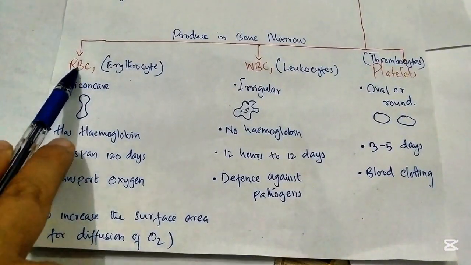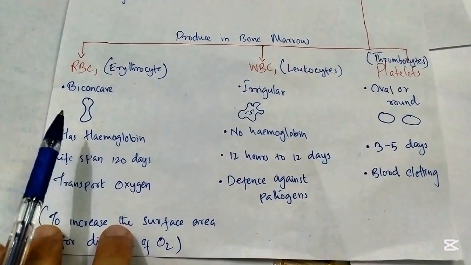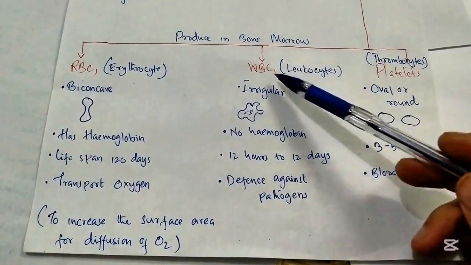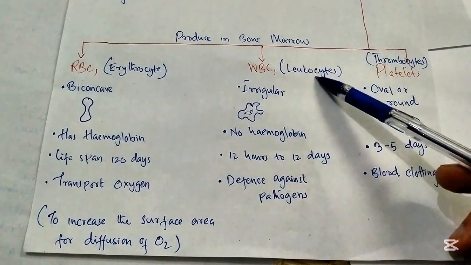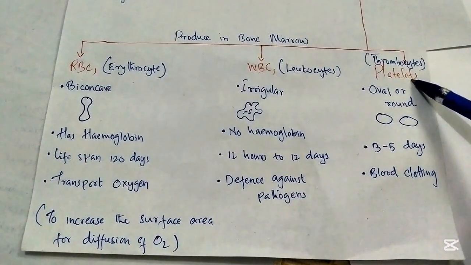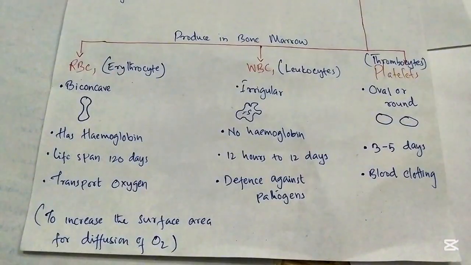They are red blood cells. Firstly, red blood cells. Red blood cell is also known as erythrocyte. And second we have white blood cell, also known as leukocytes. And lastly we have blood platelets, also known as thrombocytes. Now these three are the cellular components. These three cellular components make up 45% of blood.